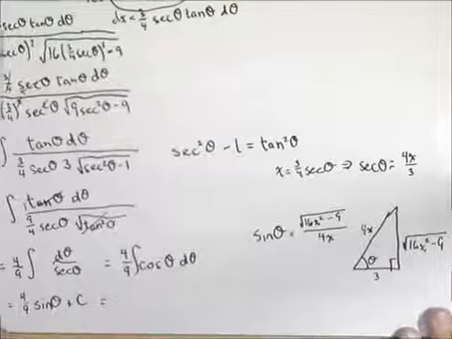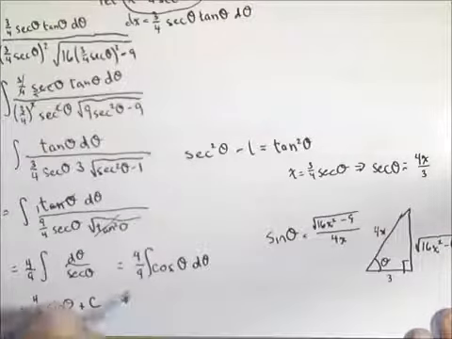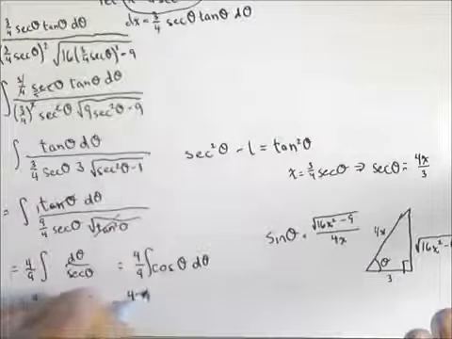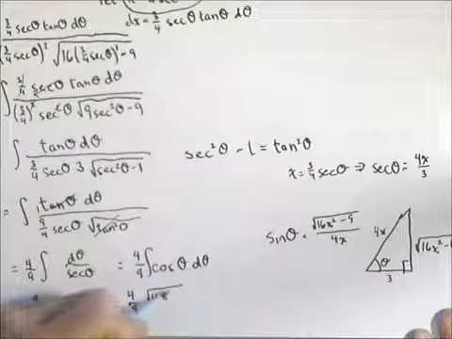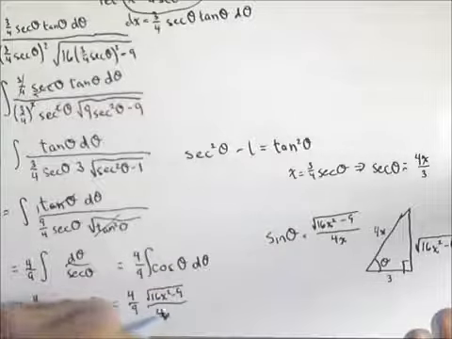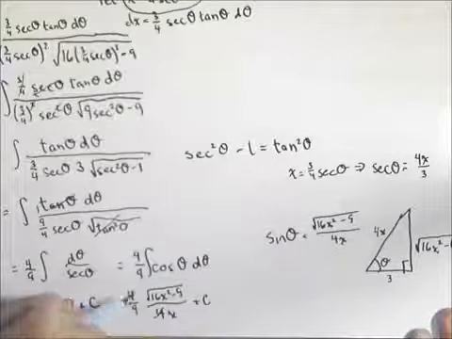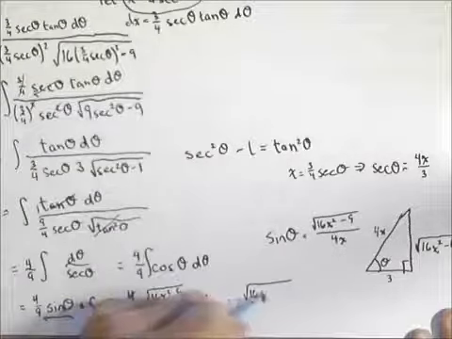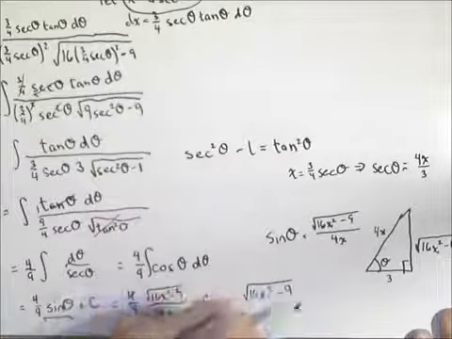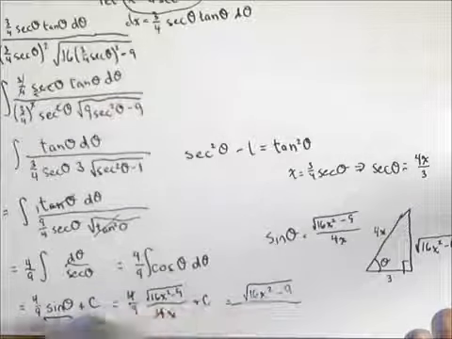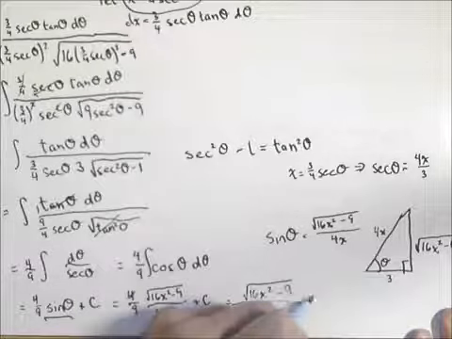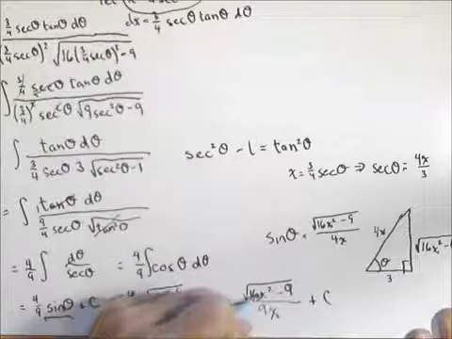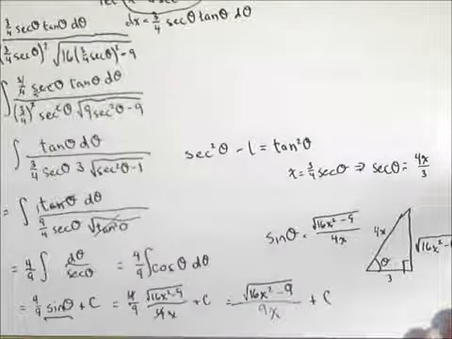So, subbing that into our sine theta here, we have 4/9 times square root of 16x squared minus 9 over 4x plus c. We can cancel out those 4's, and we get the square root of 16x squared minus 9 all over 9x plus c. And there's our antiderivative.